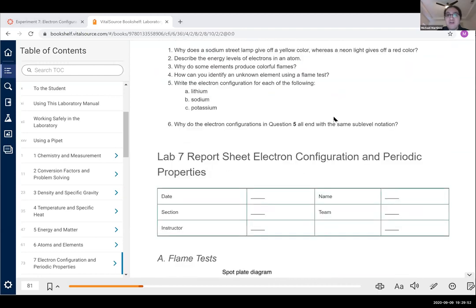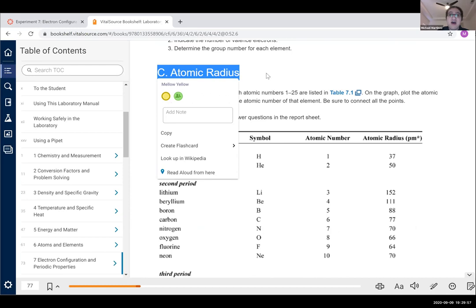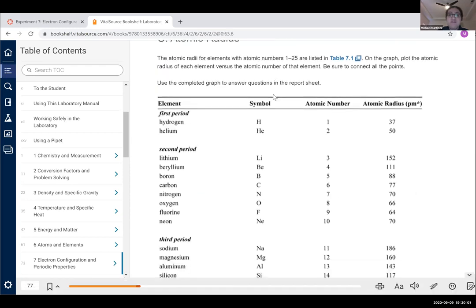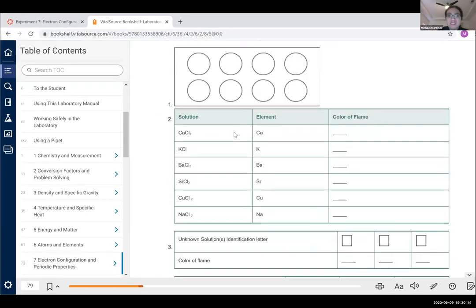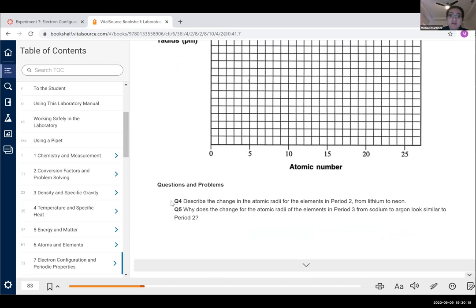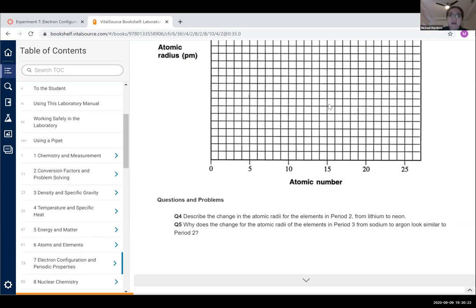It should be on the earlier page in the procedure, part C, titled Atomic Radius. Are you able to find it on page 77? Okay, it's page 57 on the custom edition. Perfect, yeah, I found it. Thank you. Perfect. So once you've completed your graph, then you'll be able to answer questions 4 and 5 that require your graph.